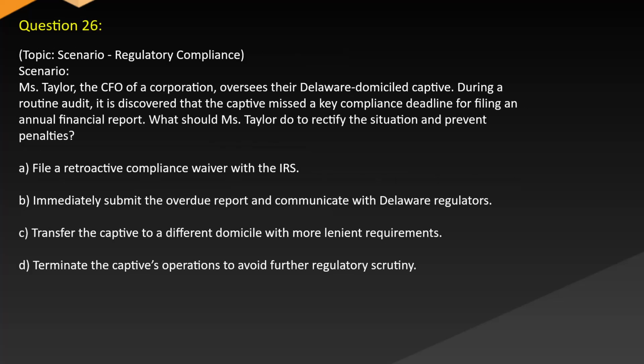Question 26. Topic: scenario. Regulatory compliance scenario. Ms. Taylor, the CFO of a corporation, oversees their Delaware domiciled captive. During a routine audit, it is discovered that the captive missed a key compliance deadline for filing an annual financial report. What should Ms. Taylor do to rectify the situation and prevent penalties? A, file a retroactive compliance waiver with the IRS. B, immediately submit the overdue report and communicate with Delaware regulators. C, transfer the captive to a different domicile with more lenient requirements. D, terminate the captive's operations to avoid further regulatory scrutiny.